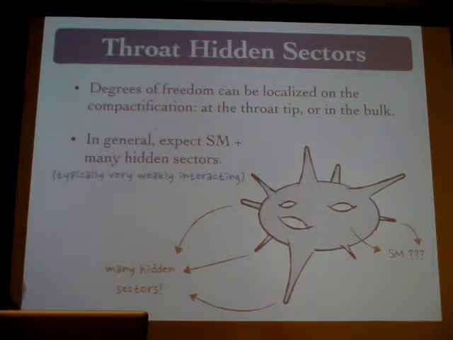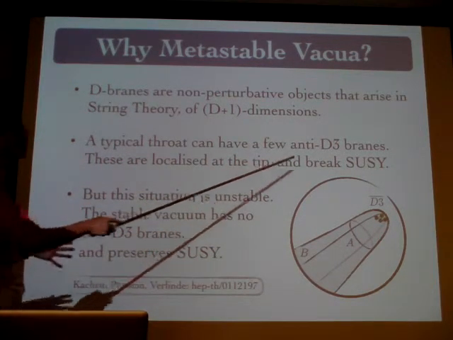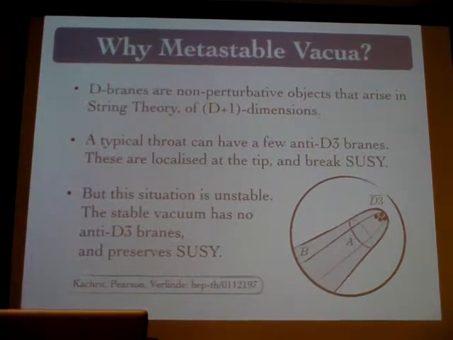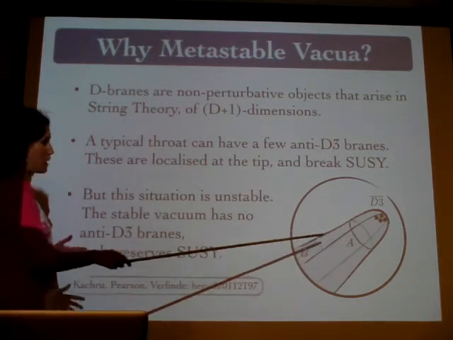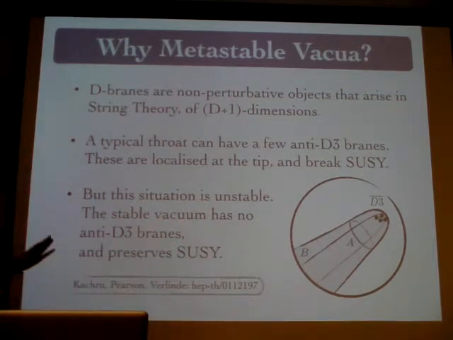Okay. Good. So one example of degrees of freedom that can be localized are D-branes. D-branes are non-perturbative objects that arise in string theory, and they have D spatial dimensions. In particular, a typical one of these throats, normally you can find it having a few anti-D3 branes. Anti-D3 branes are just a particular type of brane, and normally you'll find these localized at the tip of the throats, and in the presence of some flux background, this will break supersymmetry locally in the throat.